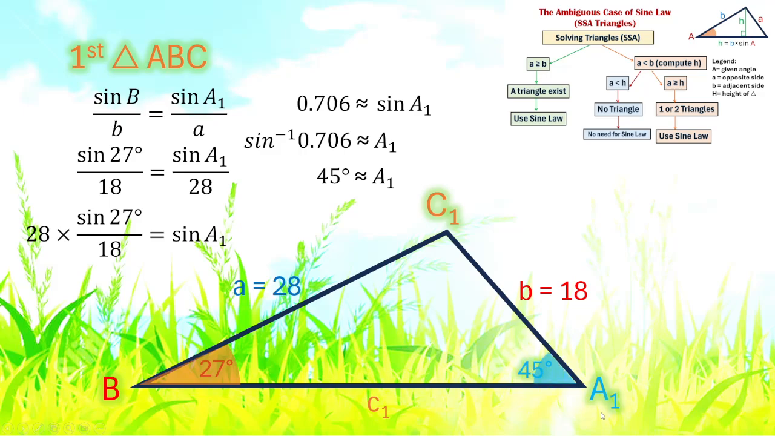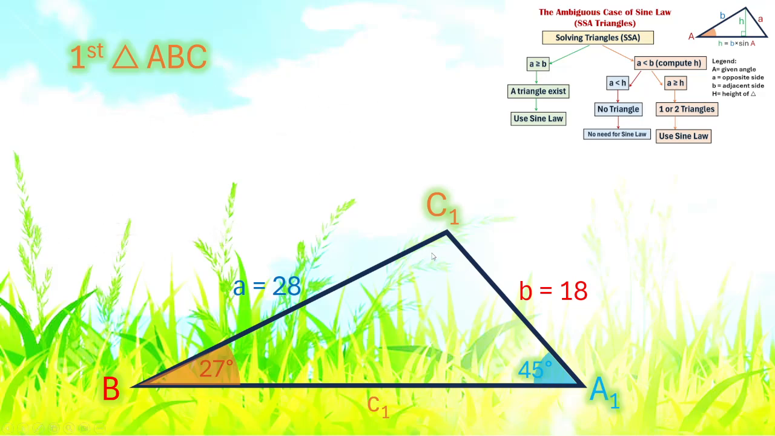So right here, angle A1 is 45 degrees. Now, we already have two angles. We can now simply compute for the third angle, which is angle C1, by just subtracting 27 and 45 from 180. So we will get 108 degrees. Simple, very simple. Now we have complete angles, C1 here being 108 and A1 being 45 degrees.